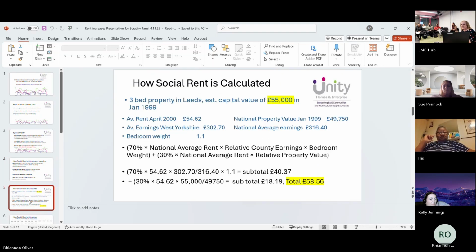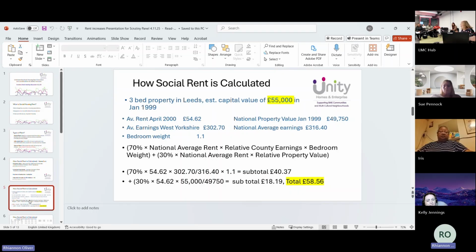So just to hopefully try and make this a bit easier. The government actually set most of this out. If I'm giving you an example of how a rent would be set for a 3-bed property in Leeds, and it had a value back in 1999 of 55,000. Obviously property values have gone up massively, but you still discount it back, saying what was it in 1999?